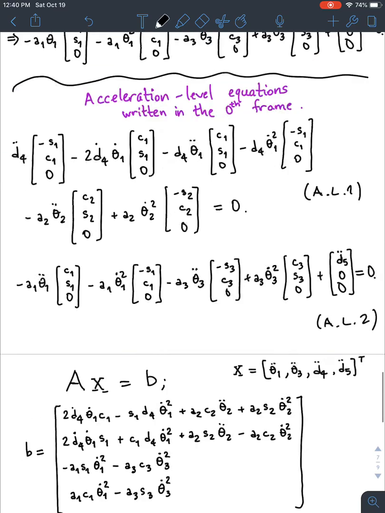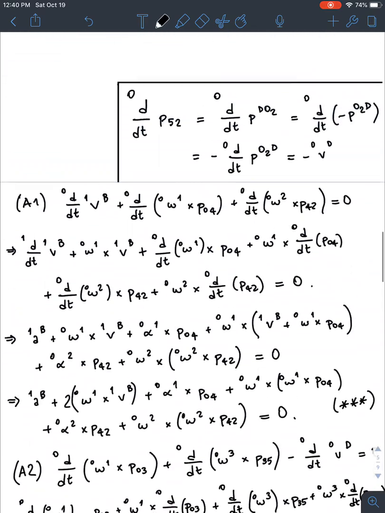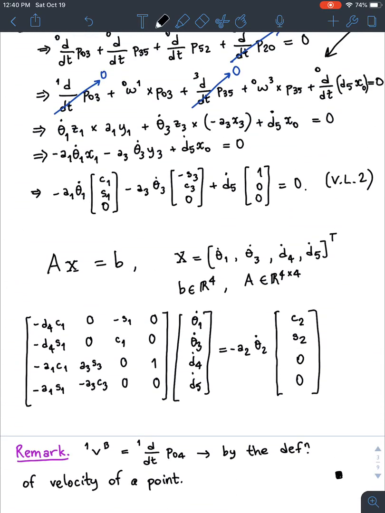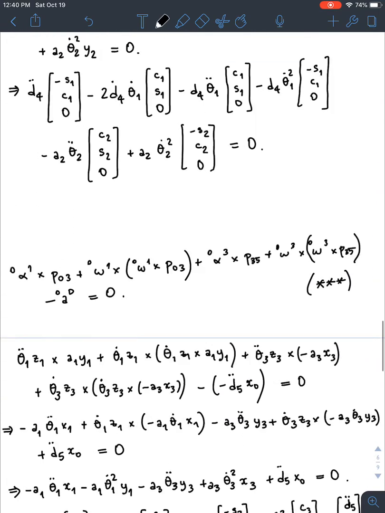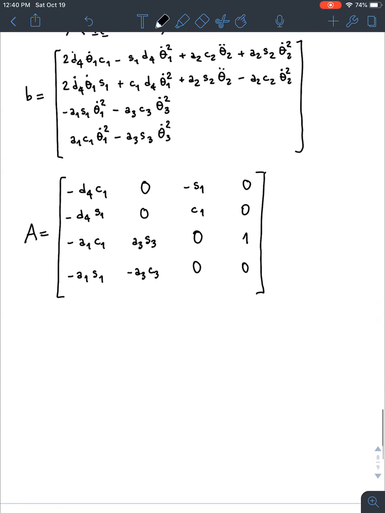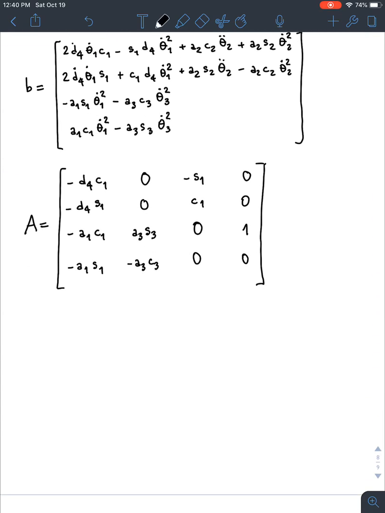So if you look at this matrix here and compare it with this matrix right there, you see that they are exactly the same matrices. Okay. And I solved them. I plugged them into MATLAB, or actually Julia, and the solution turns out to be the following.